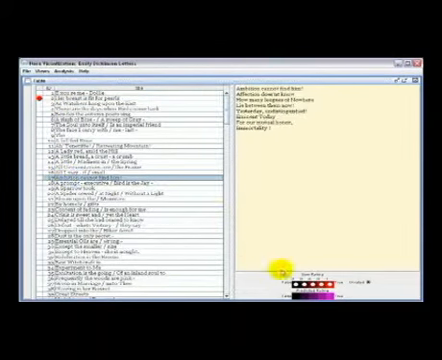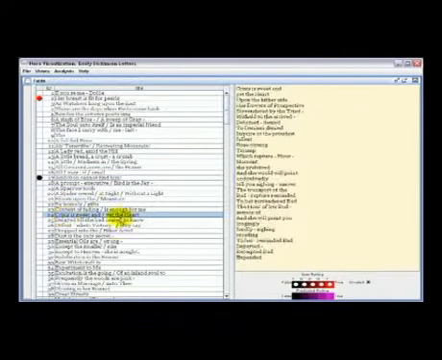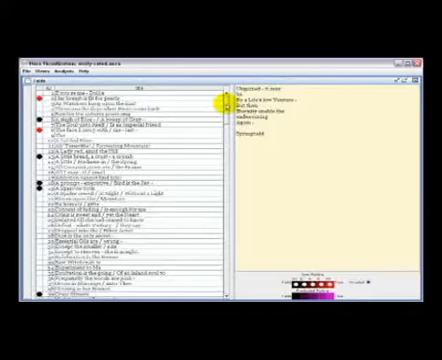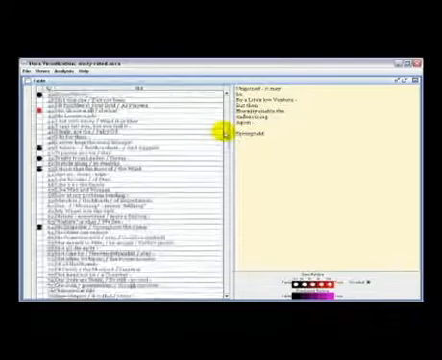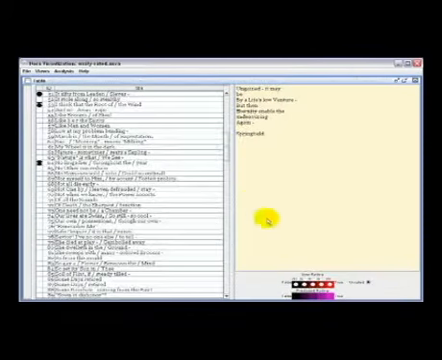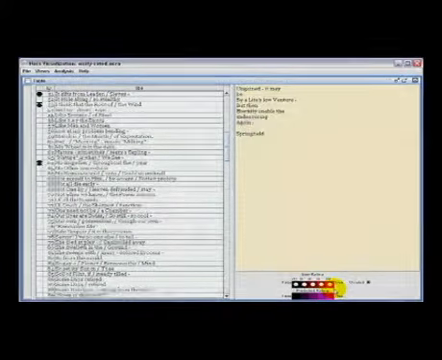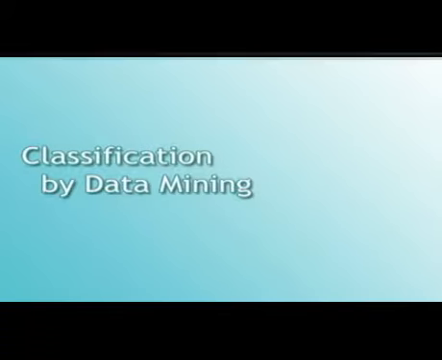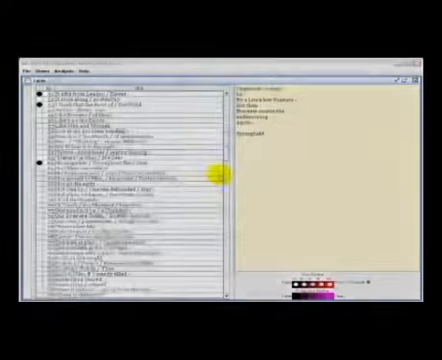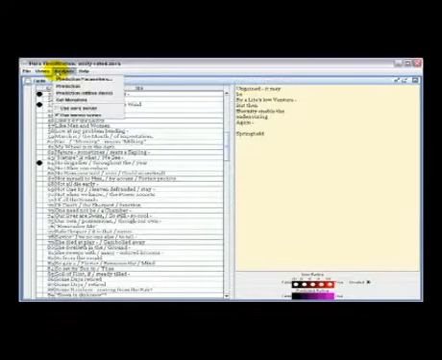I keep rating letters in the same manner for a while, until I get a balanced set of hot and not hot documents, here 20 of each. This will serve as a training set for the data mining classifier. Using the menus, I start the analysis.